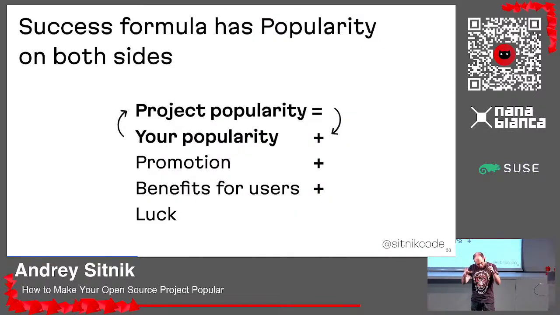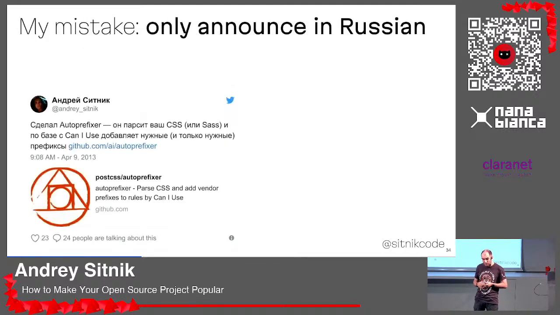So let's think about all these axioms and make a system. First, unfortunately, there is a very interesting problem. In the formula, project popularity depends on your popularity, but your popularity depends on your project popularity. So there is a circle. This is why, unfortunately, we see a lot of popular projects created by popular developers. They are not better developers. They just have this social capital.